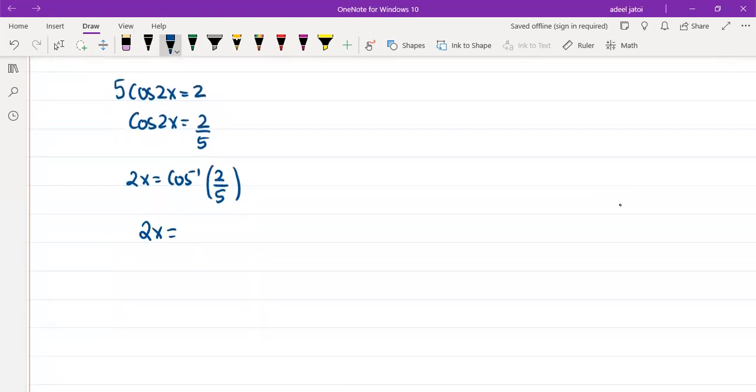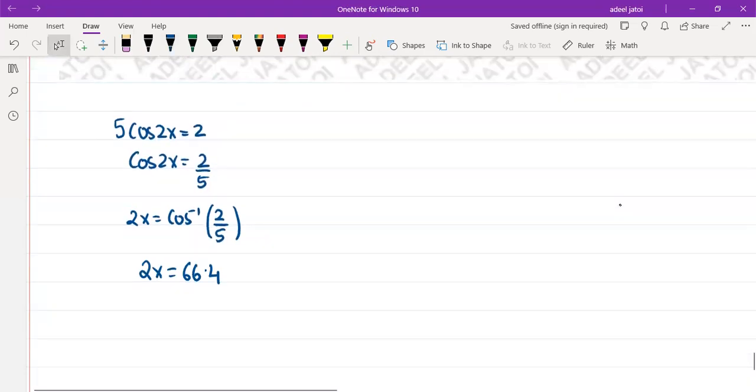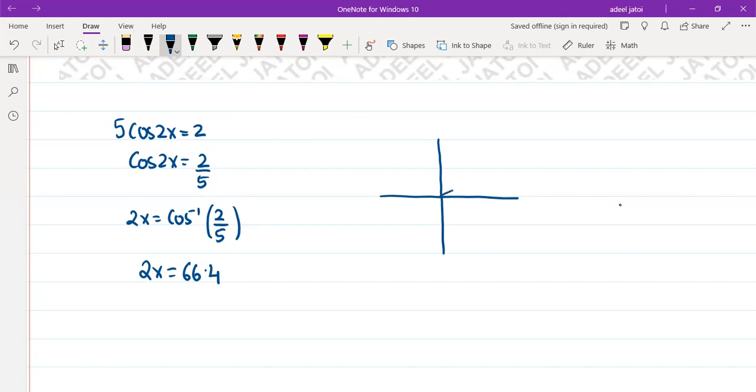Cos inverse 2 upon 5 is 66.4. Is cos positive or negative? Positive. Can I say cos is always positive in the first and the fourth quadrant? So my first quadrant is 66.4. The last basic angle will also be 66.4. So these will be the two basic angles: first quadrant 66.4, last quadrant 66.4.